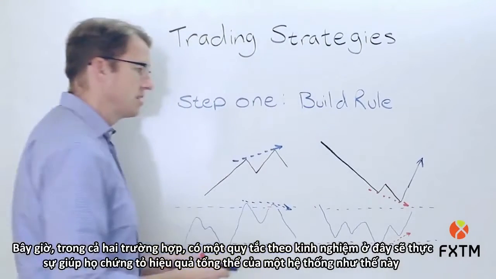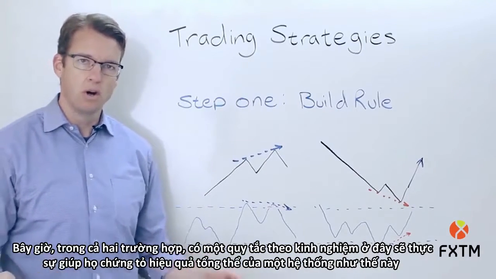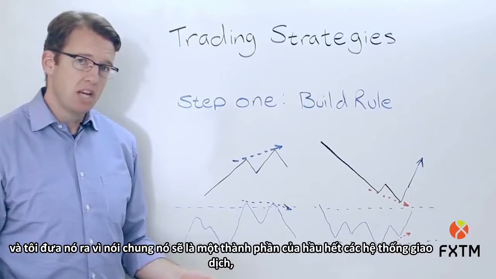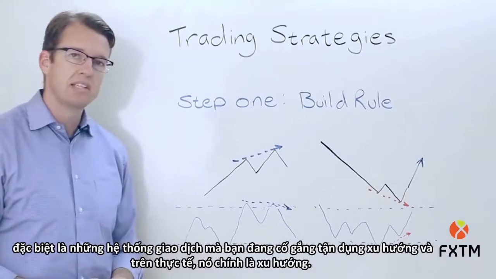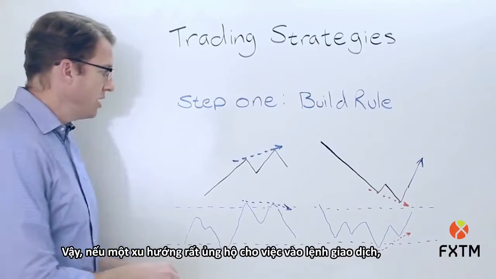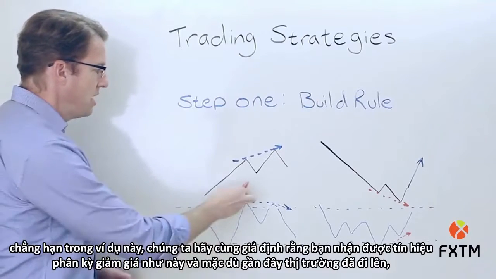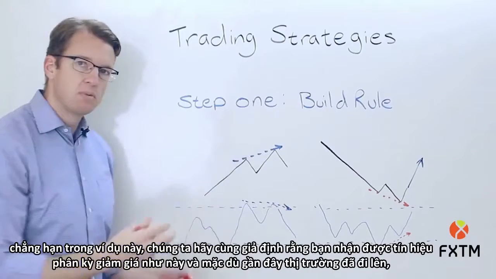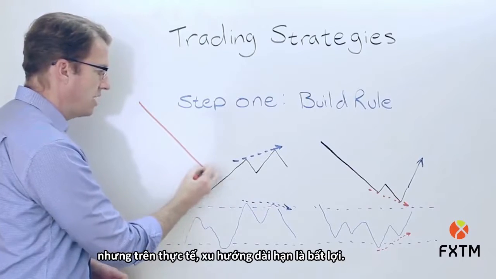Now, in both cases, there's a rule of thumb here that will actually help improve the overall performance of a system like this. I bring it up because it should generally be a component of most trading systems, especially those where you're trying to take advantage of the trend. And it is, in fact, the trend. So let's say in this example that you get a bearish divergence like this, and although the market has been recently moving higher, the long-term trend was actually negative.